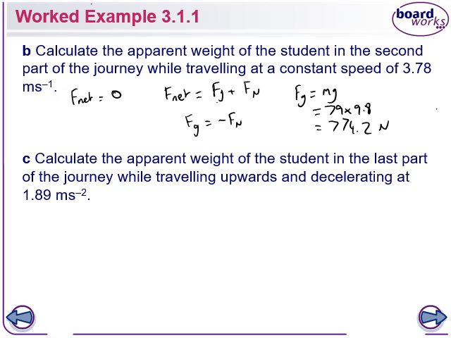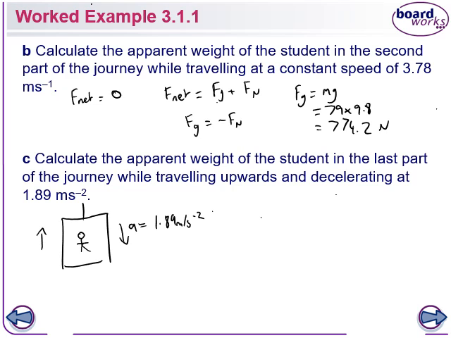Okay, the last one, calculate the apparent weight of the student in the last part of the journey while travelling upwards and decelerating at 1.89 metres per second squared. So in this case, we are still travelling upwards. There's our student again. We are still travelling upwards, but the acceleration is downwards. It's still going upwards, but it's slowing down. So the acceleration is actually downwards. Our acceleration is 1.89.